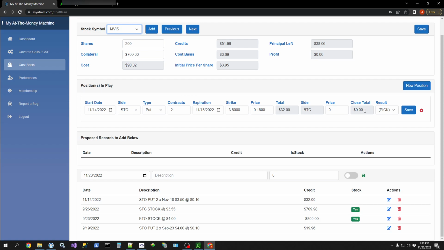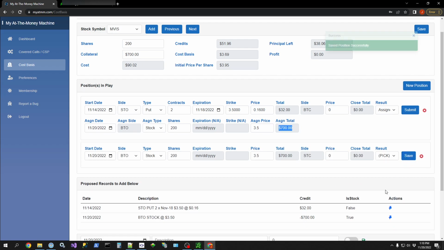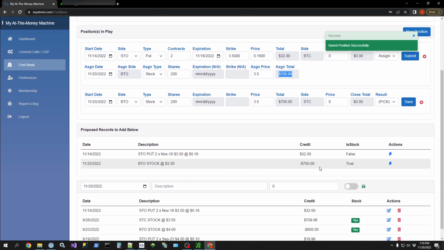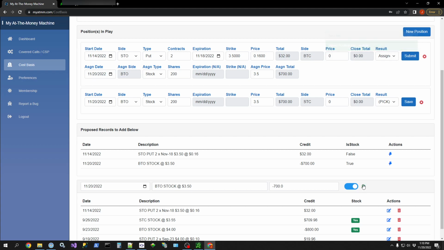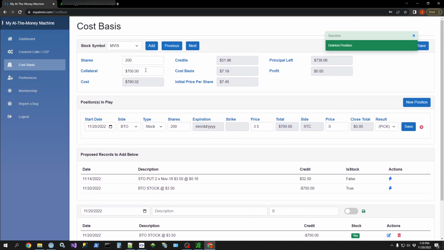All right, so this put got assigned as well. So stock, 200 shares. The assignment price was $3.50. Submit. We click save here to get this record to show up down here. All right, and then we move it down to prepare to add it. Click save to commit it. I'm going to close that position. And the collateral, we can remove because by submitting it down here with the stock, it's added to this cost right here. So we don't need it in the collateral anymore. All right, so that's MVIS. Assignment is done there. All right, let's move on to the next one.